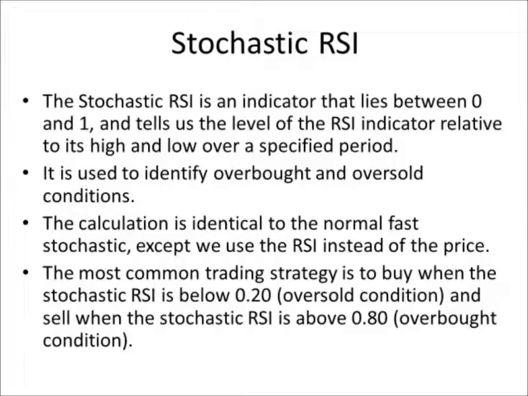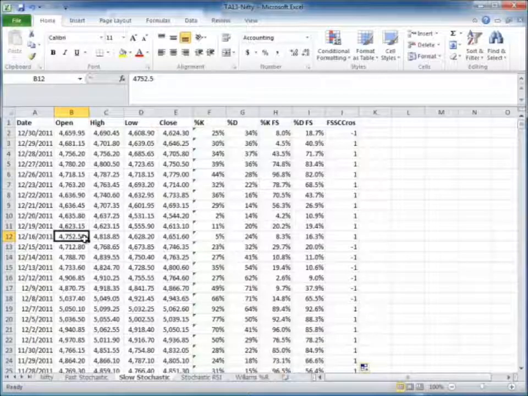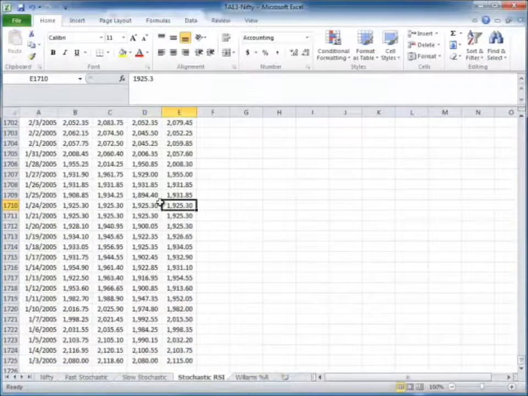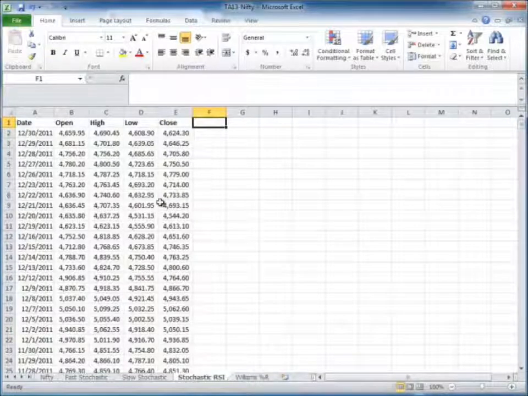So we'll now go into Excel and show you how to calculate the Stochastic RSI. It will involve first calculating the RSI and then calculating the fast stochastic of that RSI, so it may be slightly computationally intensive, but nothing too complicated to understand. So let's now head to Excel. Stochastic RSI. Now we are going to calculate the Stochastic RSI. First we need to calculate the RSI, and then we essentially apply the stochastic oscillator to the RSI.